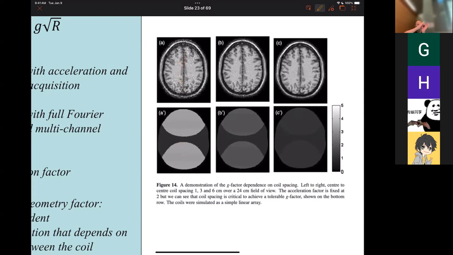And then as you spread those coils apart, it's almost like spreading those vectors apart, because now each coil sees something different, right? And so now you see the G factors dropping down to 2 or 3, and the image is less noisy.